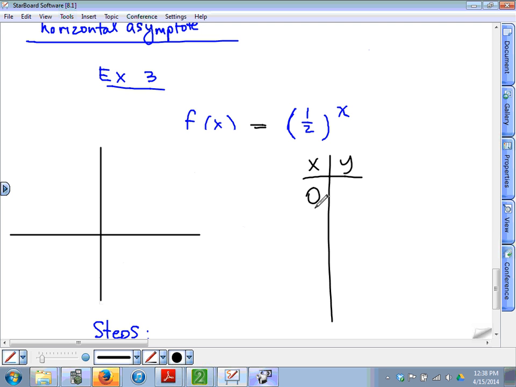If x is 0, what do we get? 0, so it's 1/2. You get one! How many of you were listening 10 minutes ago? Anything to a power of 0 equals? 1. Anything to a power of 0 equals 1. So we have (0, 1). That's the point on the graph.